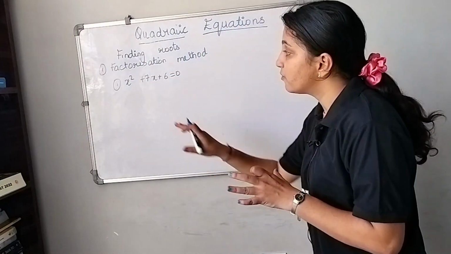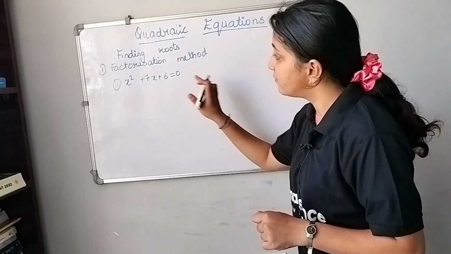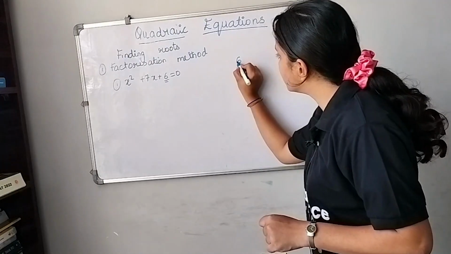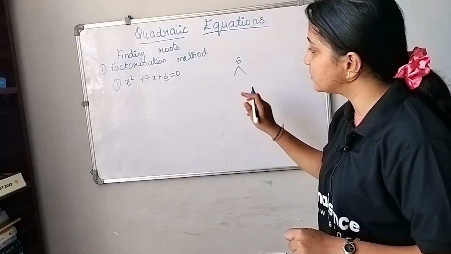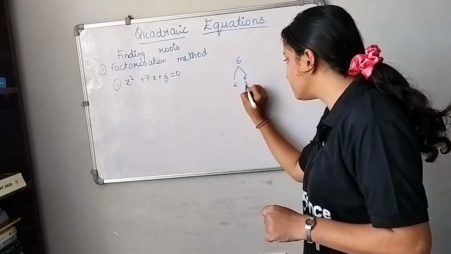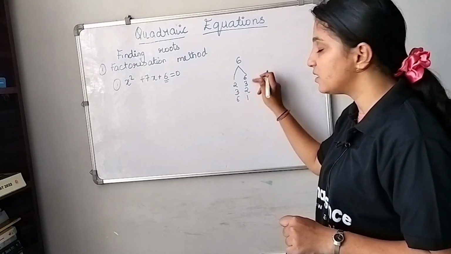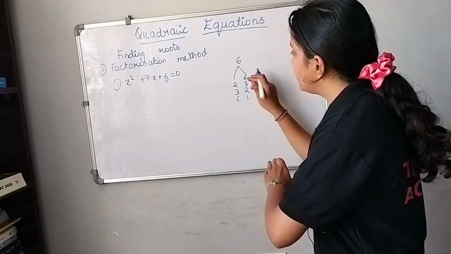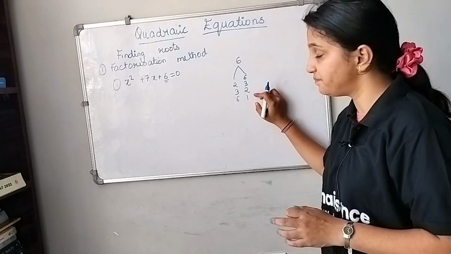Now, for which coefficient will we find the factors? It is the constant. Okay, we should take the constant here. Now find the factors of the constant. Now what are the factors of the constant? First is 1 and 6, then 2 into 3, then 3 into 2, and then 6 into 1. There are no other factors here, right? So now they are forming pairs: 1 and 6, 2 and 3, 3 and 2, and 6 and 1.